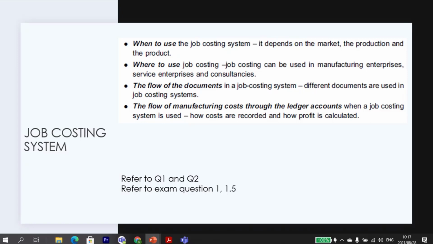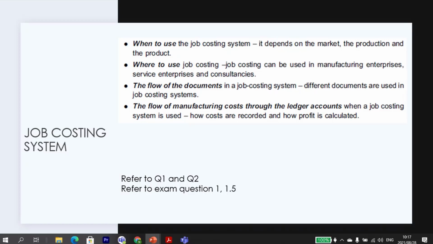Then the flow of documents, we've spoken about it. There are different documents that are used, the requisitions, the production order, all those things that we've mentioned at the beginning. Remember the flow of your documents. Then you must also remember the flow of your cost through your general ledger accounts. So you'll see how you record your costs and also how to calculate that profit. The profit, as you saw, is specific to the units that you've sold.